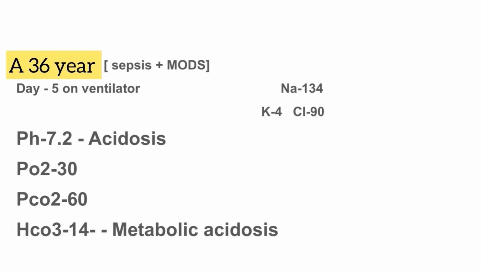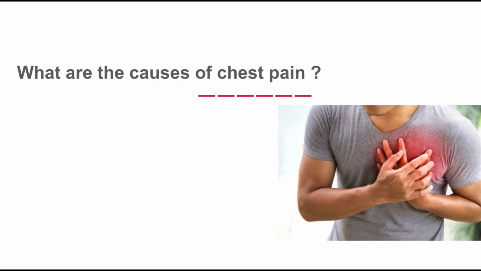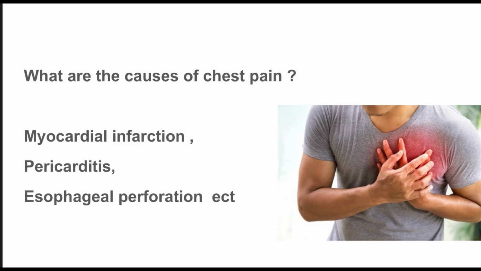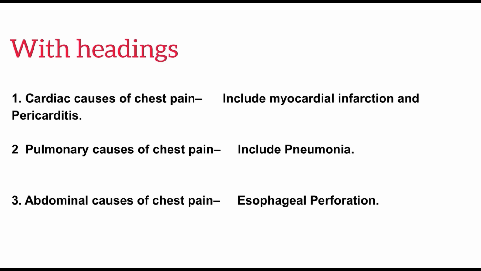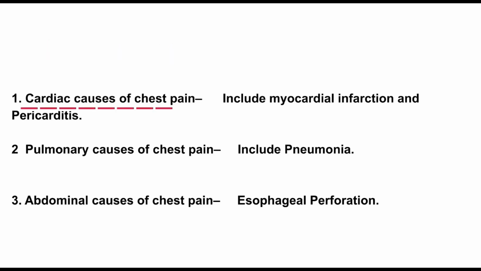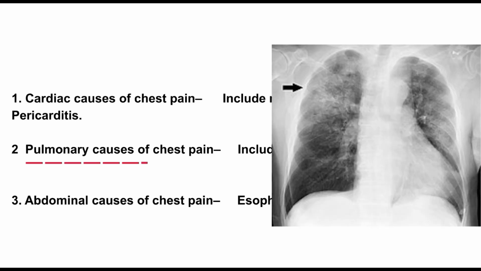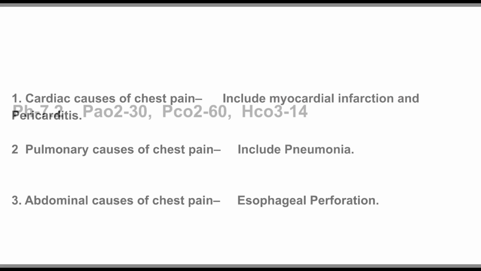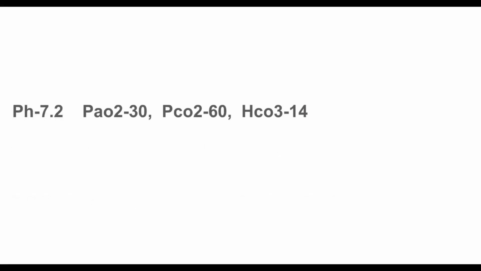I will explain why. Suppose somebody asks you a question like, what are the causes of chest pain? How will you answer? It's better not to answer randomly with examples like myocardial infarction or pericarditis or esophageal perforation. Instead, it's better to answer with headings like cardiac cause of chest pain includes myocardial infarction and pericarditis. Pulmonary causes of chest pain includes pneumonia. Abdominal cause of chest pain include esophageal perforation. Similarly, when reading an ABG, you also need to read it in a step-by-step manner with headings.